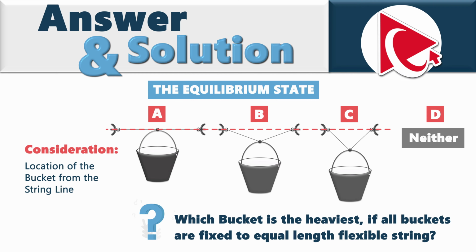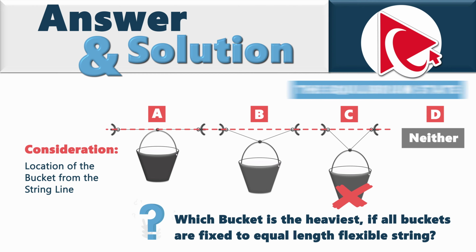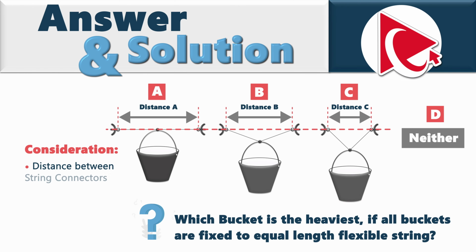As a result, the heavier bucket will cause more tension in the string, causing it to sag lower compared to the lighter buckets. This visual cue of the lower position of bucket C can give you an impression that bucket C is heavier, even though it may or may not be the case in reality. But here's the caveat. This would only be true if the distance between string connectors would be the same.